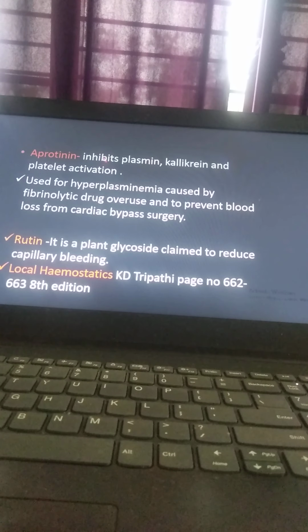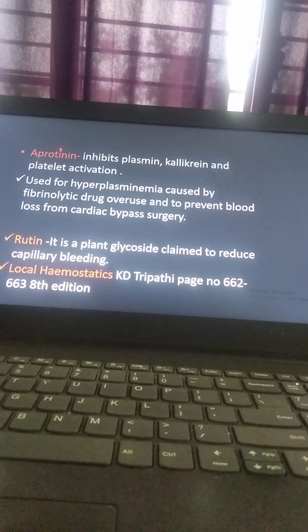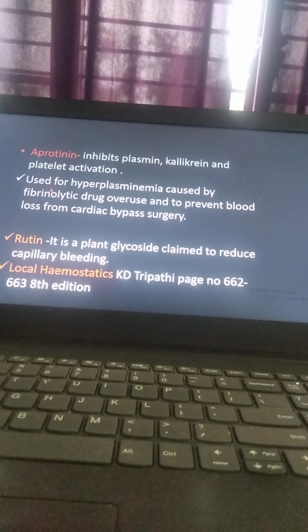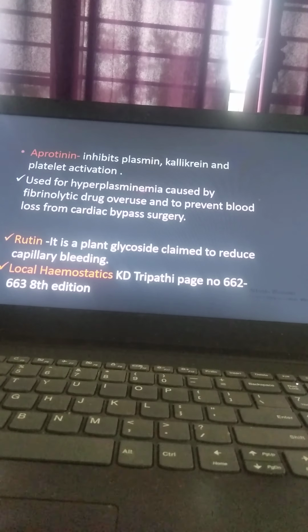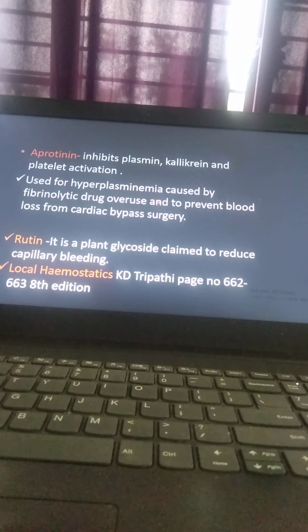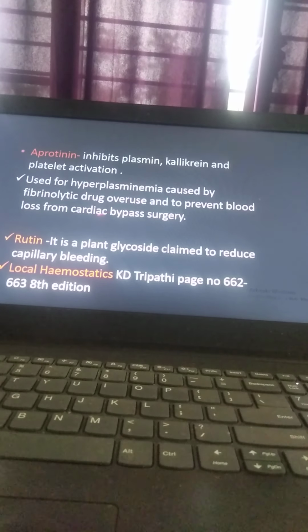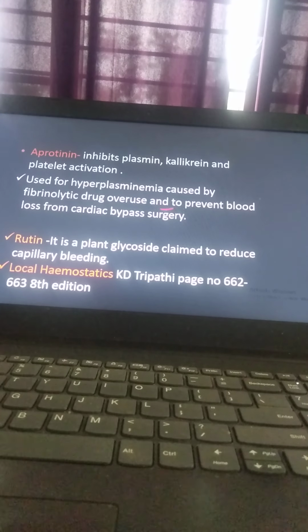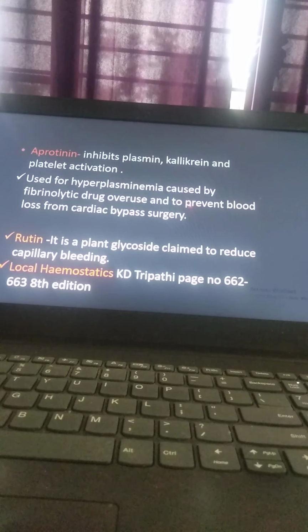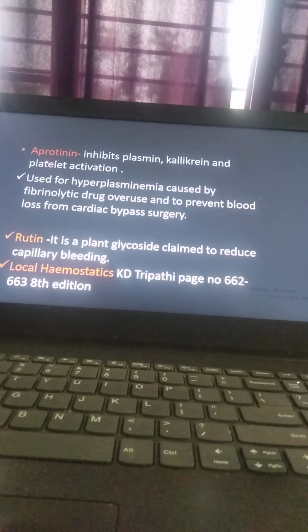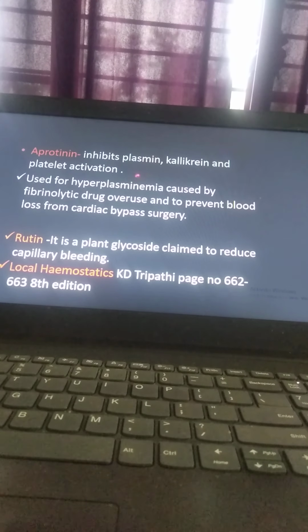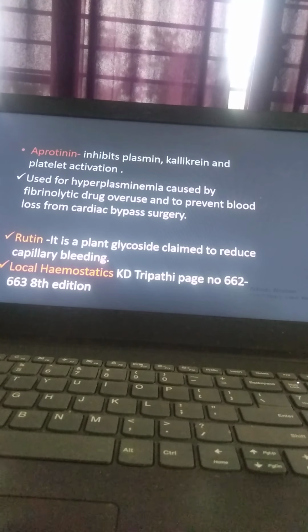Then after ethamsylate we go to aprotinin. This is an inhibitor of plasmin, kallikrein and platelet activation. It is used for hyperplasminemia caused by fibrinolytic drug overuse and to prevent blood loss from cardiac bypass surgery. When there is a cardiac bypass surgery, there is a loss of blood, and at that time we give aprotinin. It inhibits plasmin. Routine, it is a plant glycoside claimed to reduce capillary bleeding.